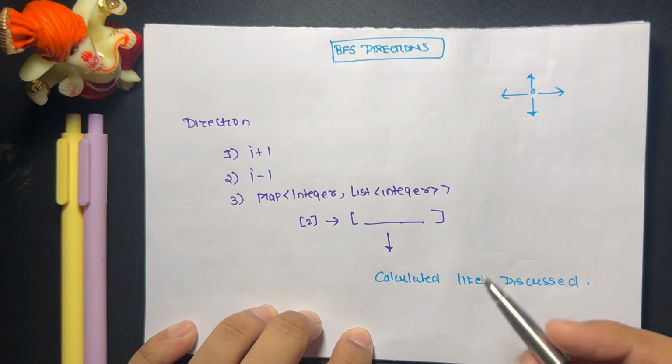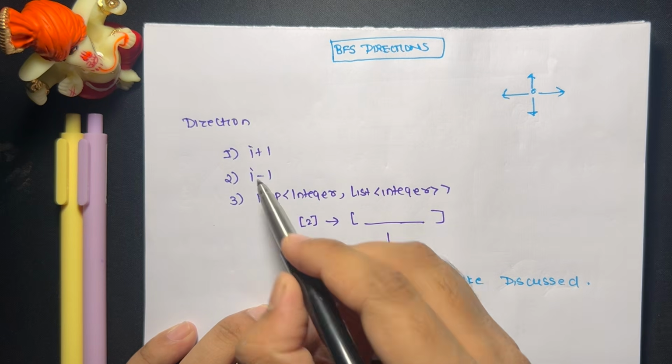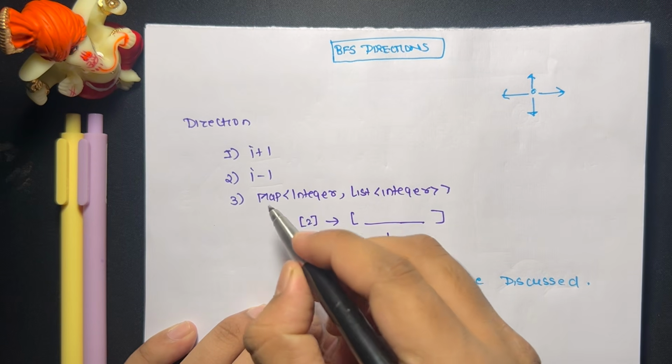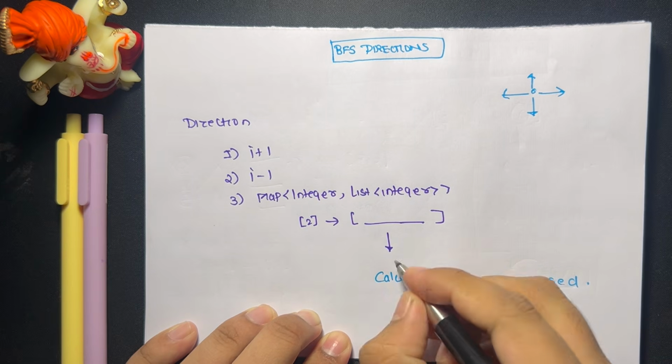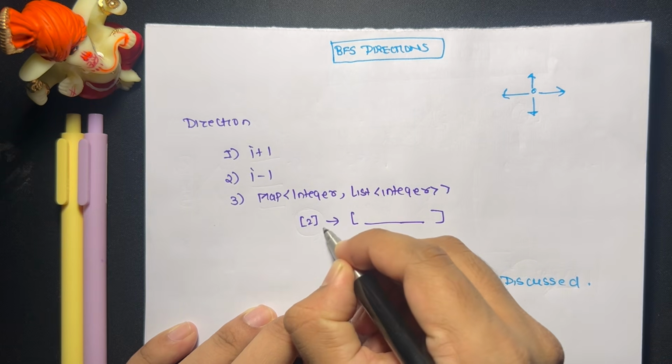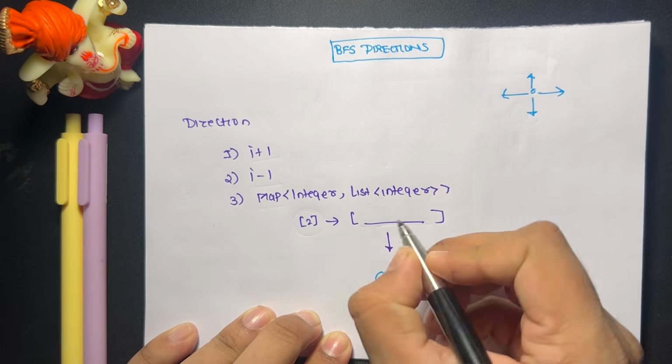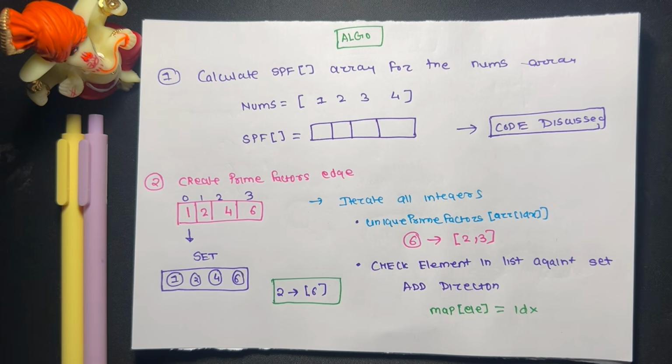So for BFS we have 3 directions: I plus 1, I minus 1, and the third direction we will get from this map, where this will be the factor and this will be the indexes where this factor can take us. Okay, let's go through the pseudo code.